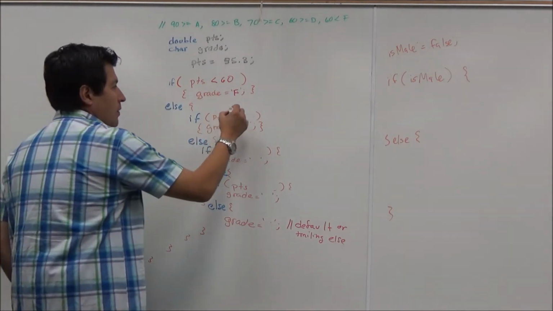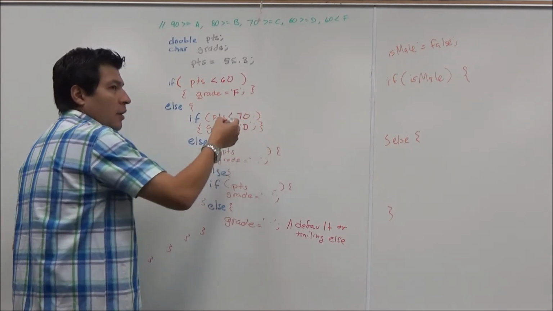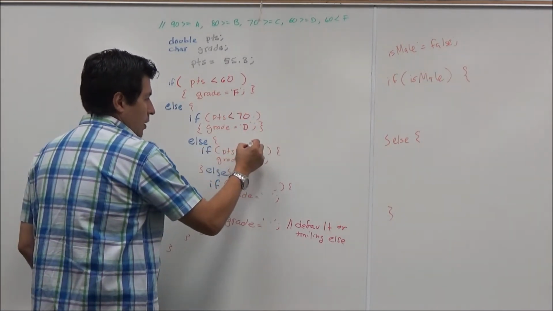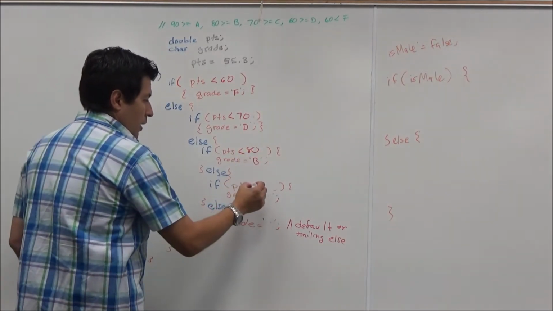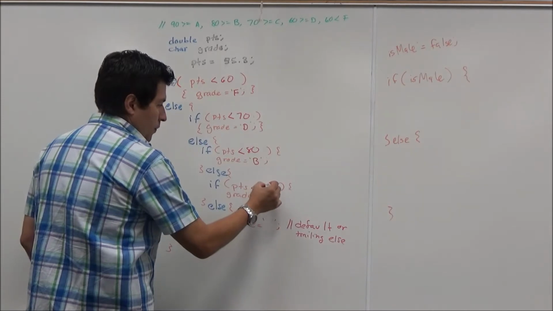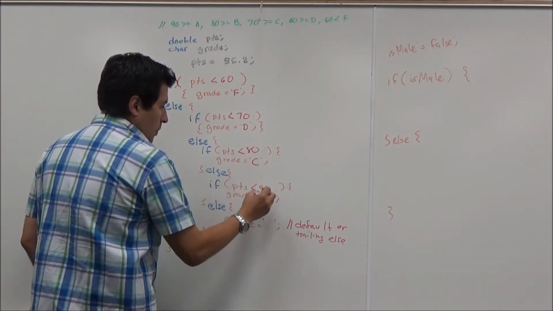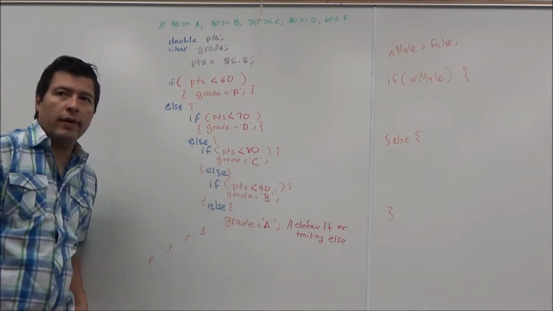If it's less than 70, you get a D, because 70 will be a C, right? And if it's less than 80, you get a C. If you get less than 90, you get a B. Otherwise, it's automatically an A. What else can it be, right?